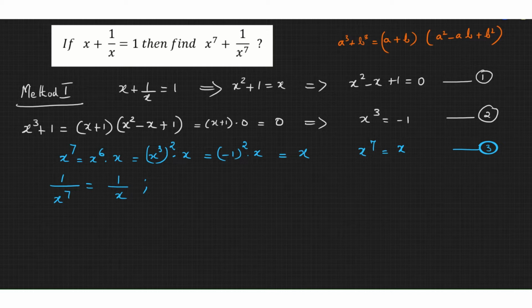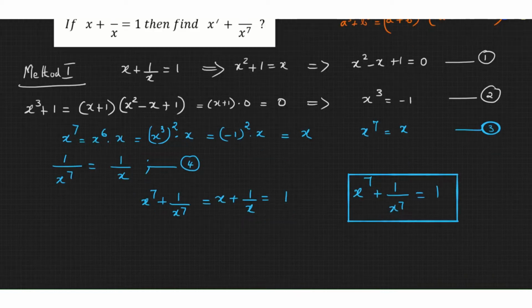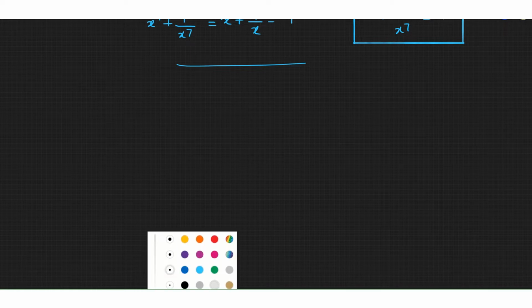So adding the result 3 and result 4, we get x to the 7 plus 1 over x to the 7 is x plus 1 by x. And we already got x plus 1 by x as 1. So our final answer, x to the 7 plus 1 over x to the 7, is equal to 1. Let's do method 2.